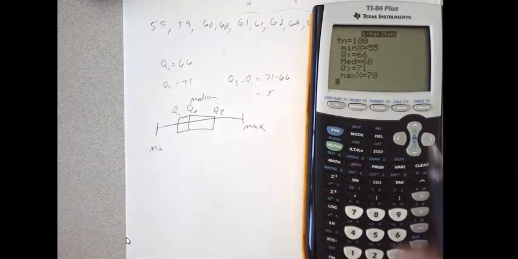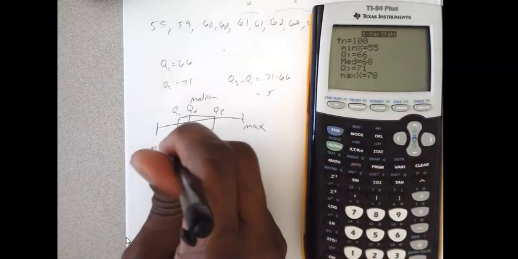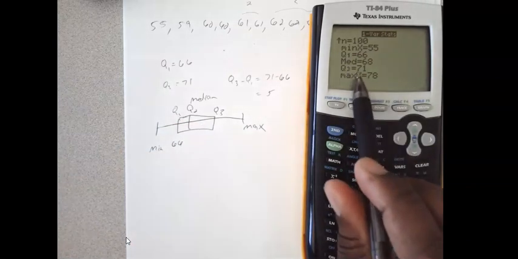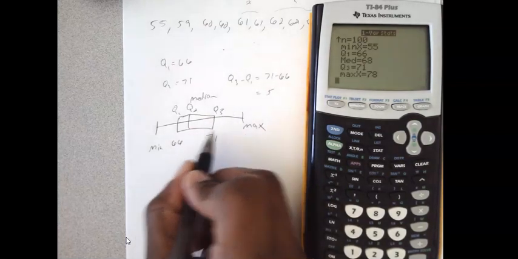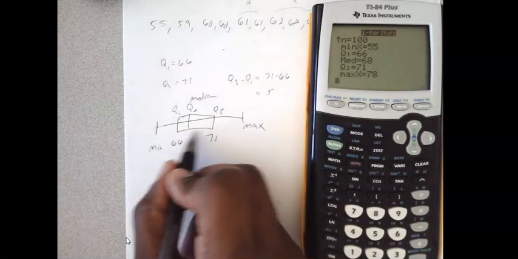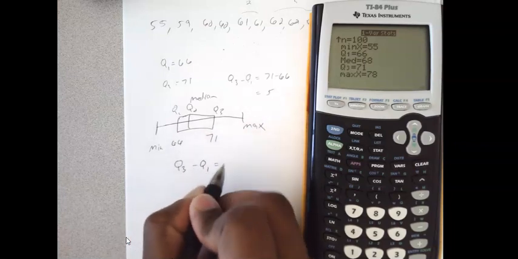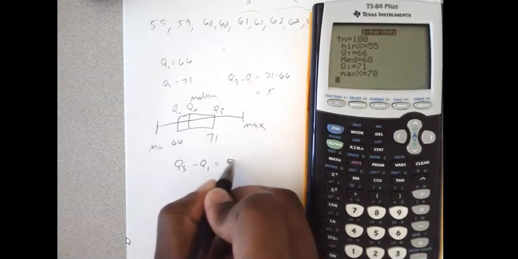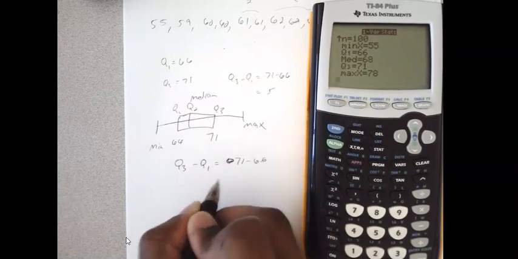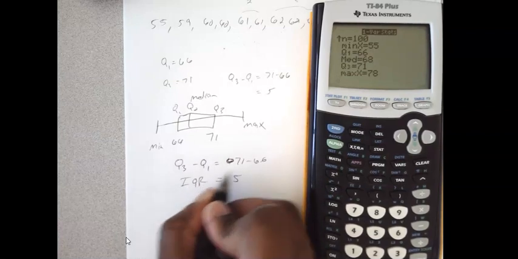According to this picture, our Q1 value is 66 and our Q3 value is 71. Our IQR is how far apart they are, the distance of the box, the length of the box. So it's Q3 take away Q1, which is 71 take away 66, which is 5. So our IQR for this problem is 5.